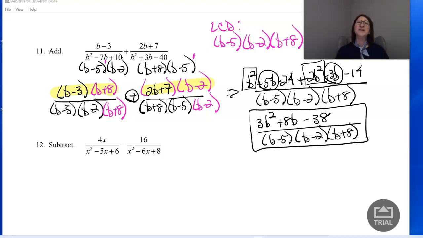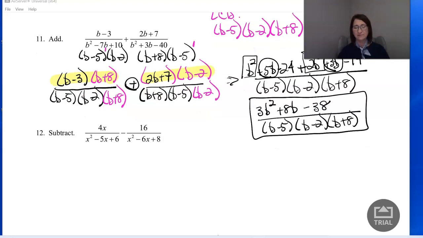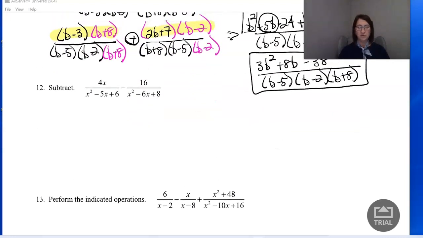If it could, you would need to sit there and see if you could factor it a little bit more though. Okay, let's try number 12. Yeah, we'll do 12.